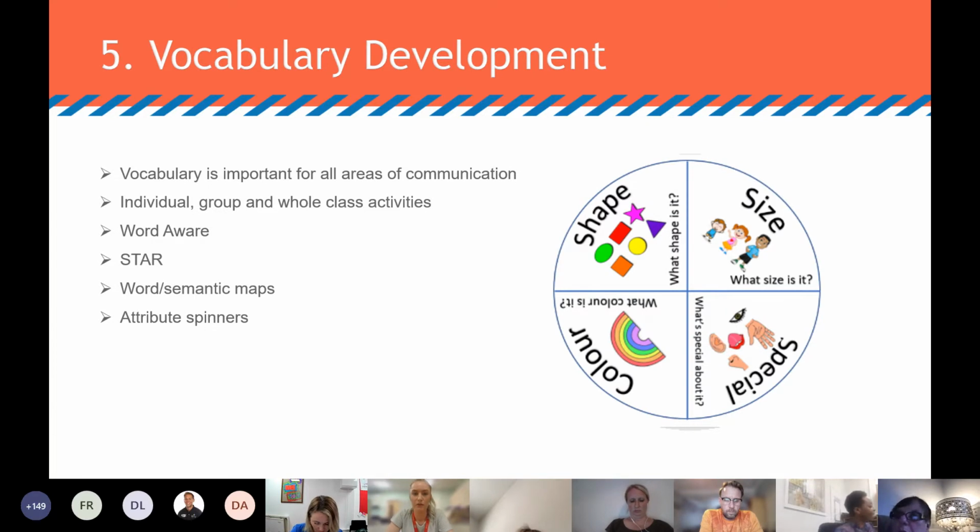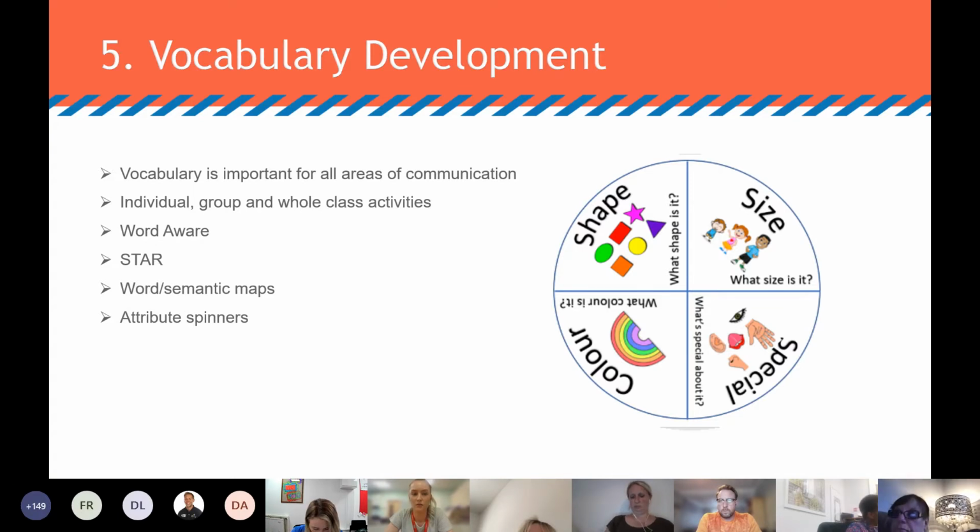So the fifth session will be on vocabulary development. Vocabulary is important for all areas of communication and learning. So in this session, we'll be going through how you can support learners individually, in groups, and how you can do whole class activities and incorporate vocabulary activities into your lessons.